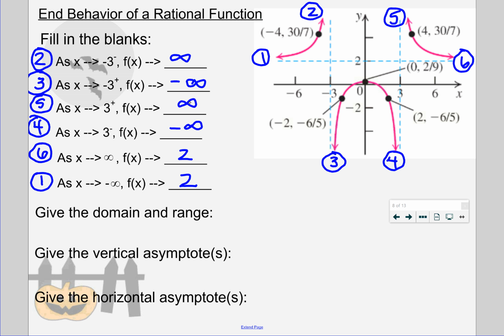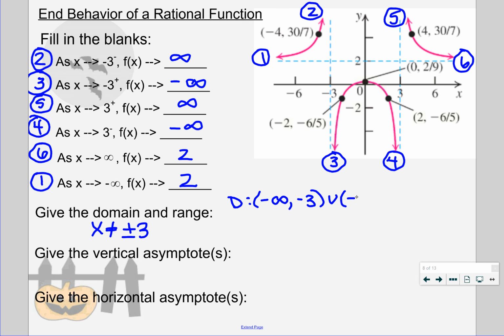Let's talk about domain and range. What are the domain restrictions? X cannot be what in this picture? Plus or minus 3, the vertical asymptotes. Are there any other holes in the graph, open circles that we see? No. So my domain is negative infinity to negative 3, negative 3 to 3, 3 to infinity.